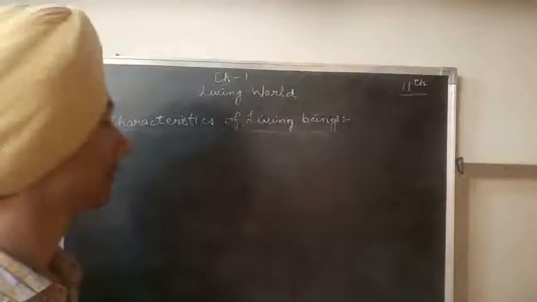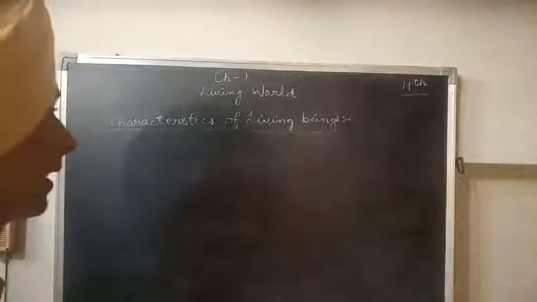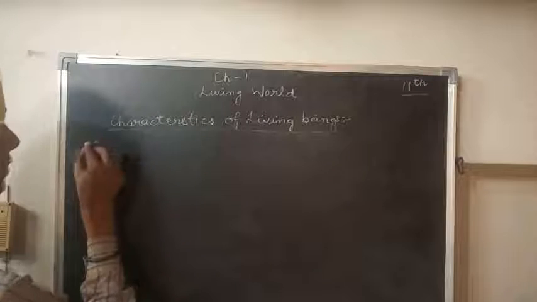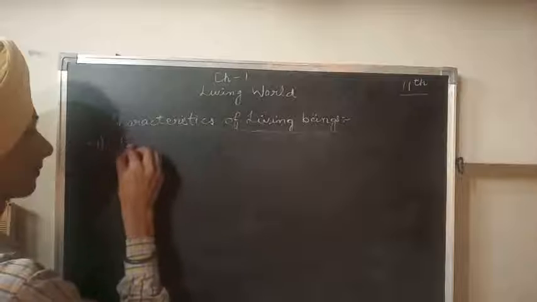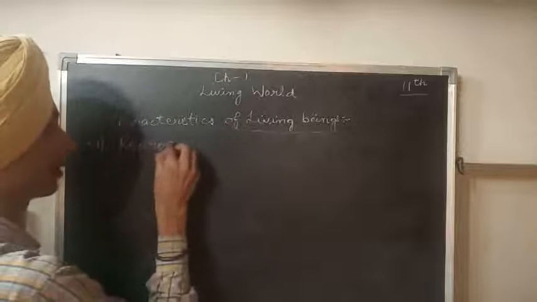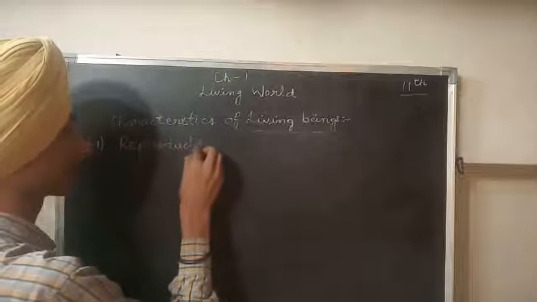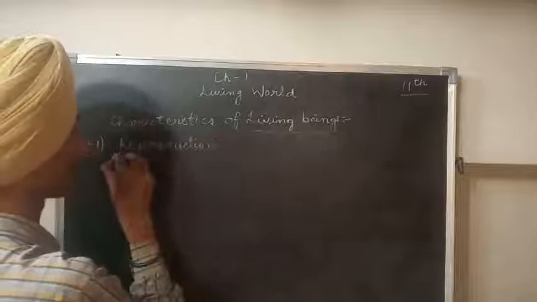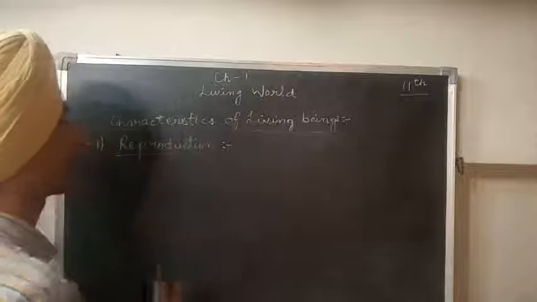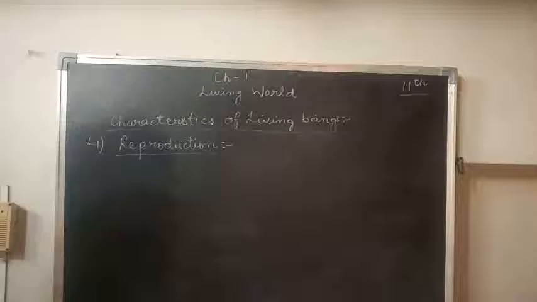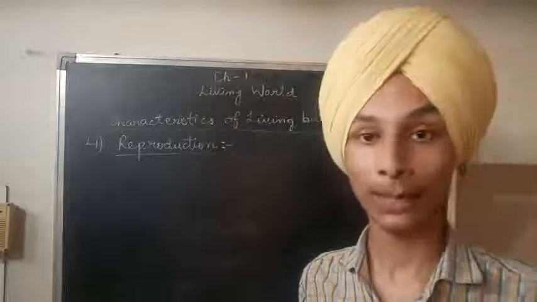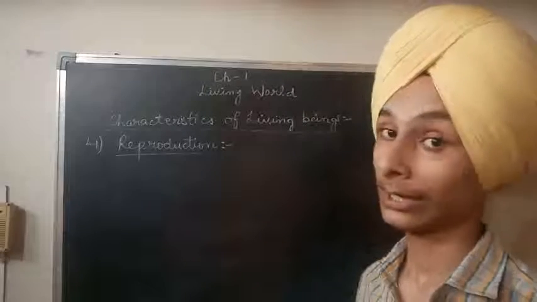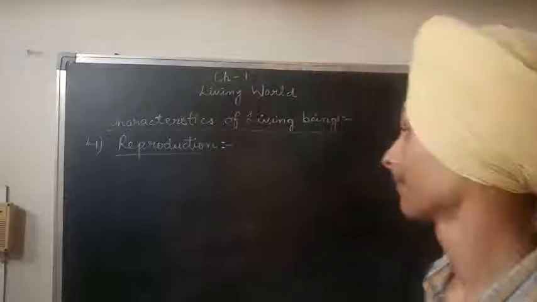Let us discuss the next three features of living beings. The fourth character is reproduction. As you all know, reproduction is the process in which there is a production of progeny by a single parent, or it may involve two parents.